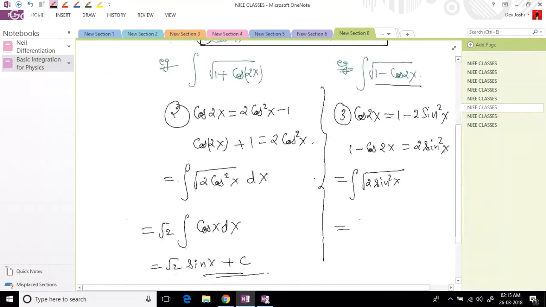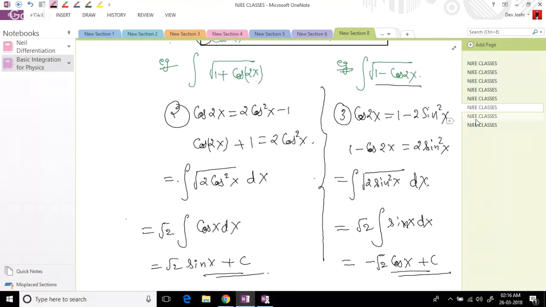So that is going to be equal to root 2, which can again be taken out, under integral of under root of sin square x, which is sin x dx. Correct. So integral of sin x is what? Minus cos x. So it can be minus root 2 cos x plus c. So that is how you can have the final answer. Alright. Okay.